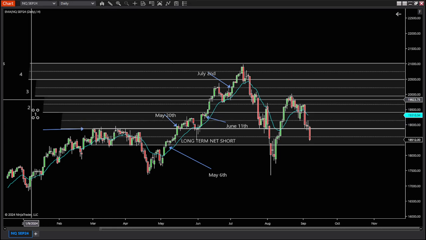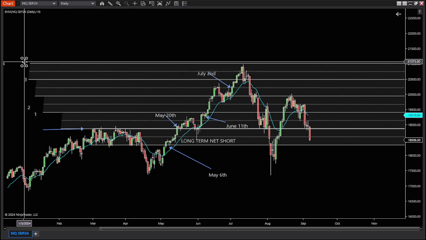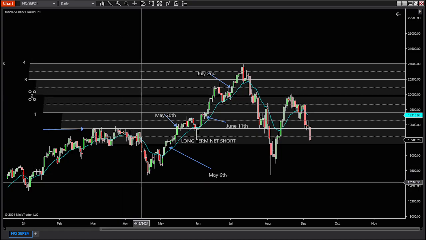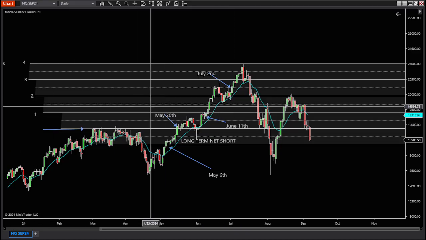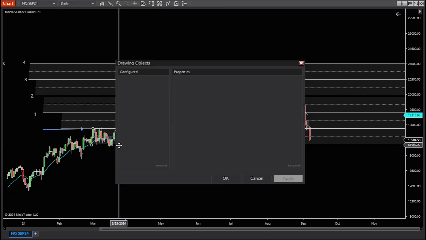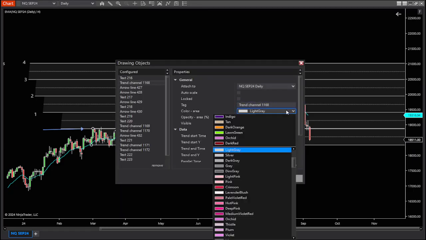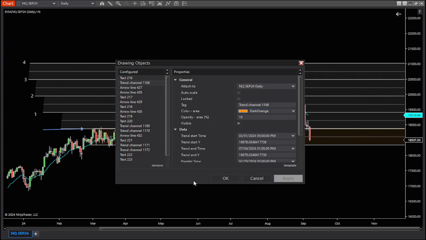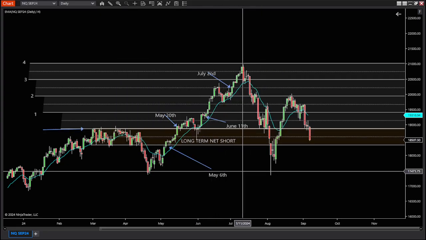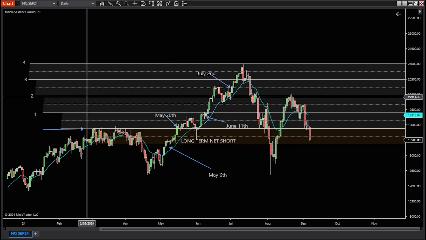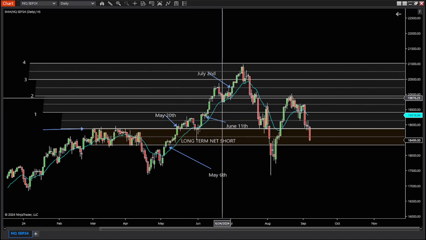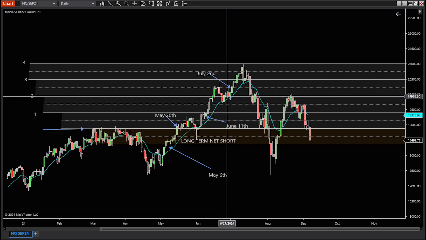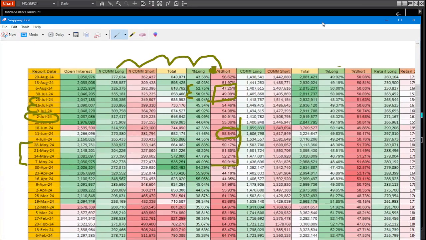We'll put this here. 1, 2, 3, 4. Right? At our second range measured move, I'll make this like a dark orange. That way we know this is the cost basis. So our second range measured move, we had some covering take place in this zone. Maybe some, who knows what they were doing. But either way, we know based off of the numbers here, we had 58% short, and then they started to cover some of their positions.